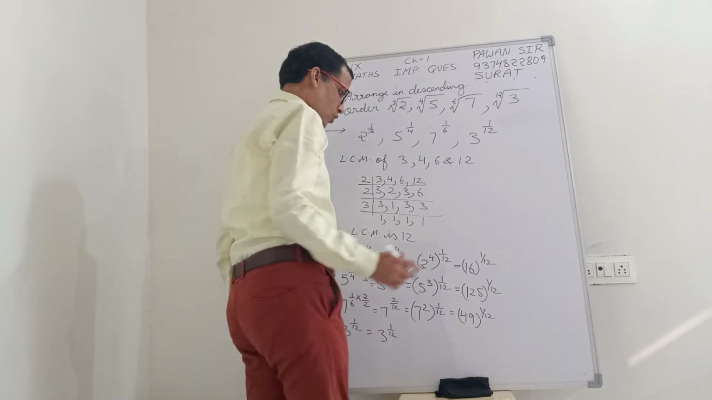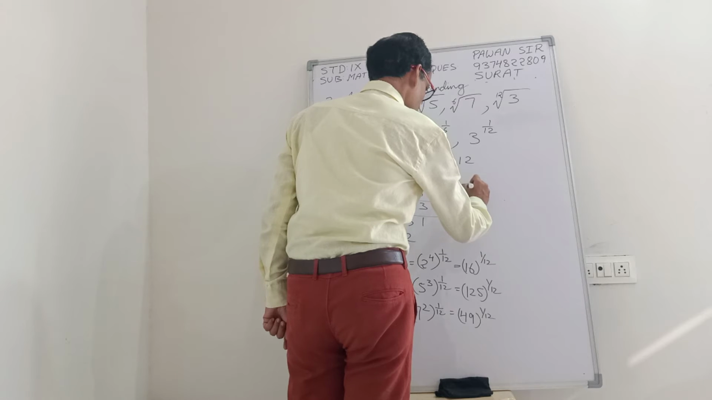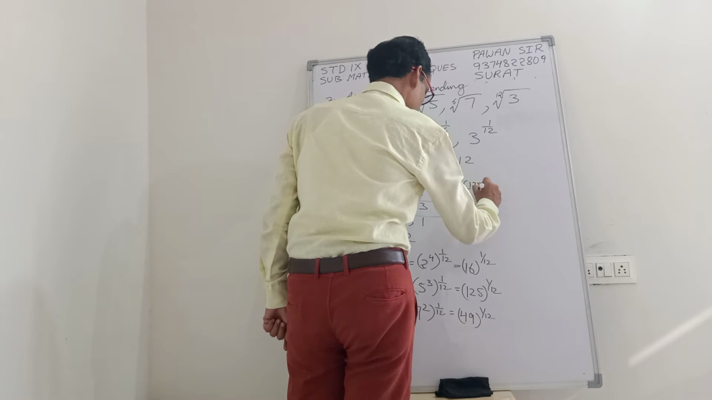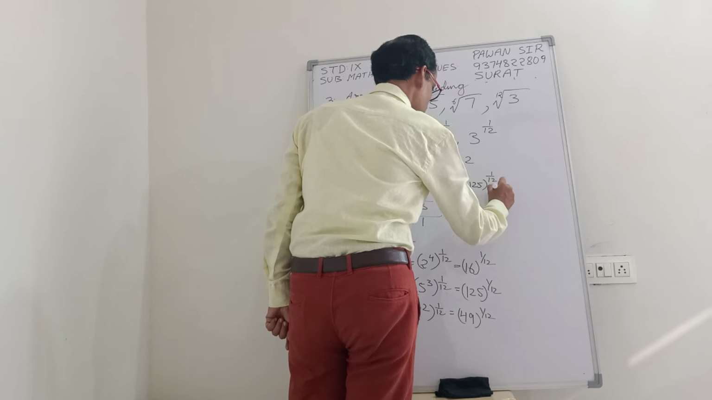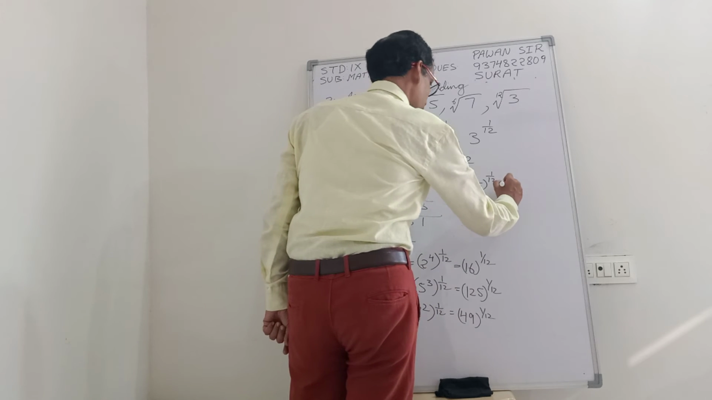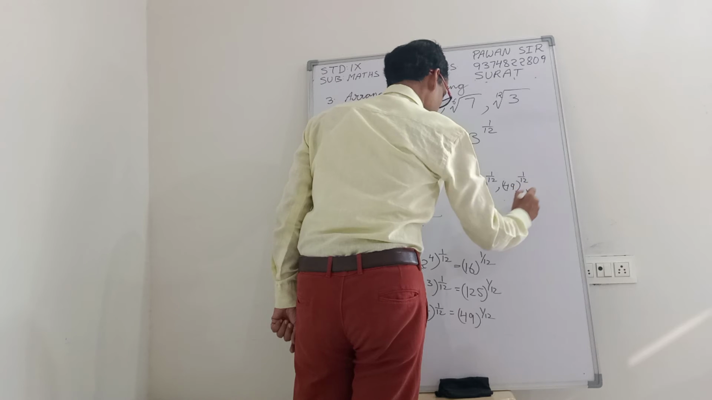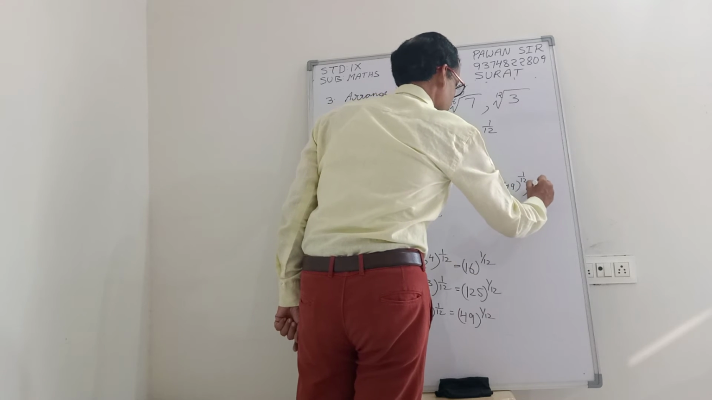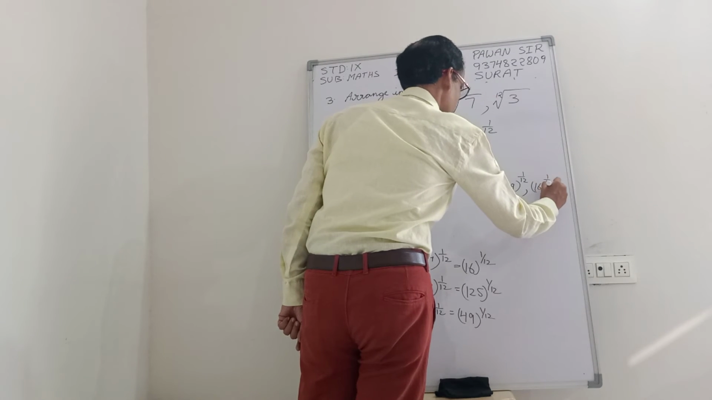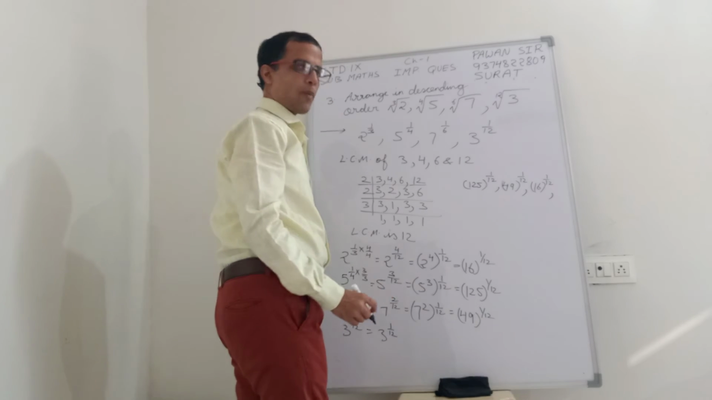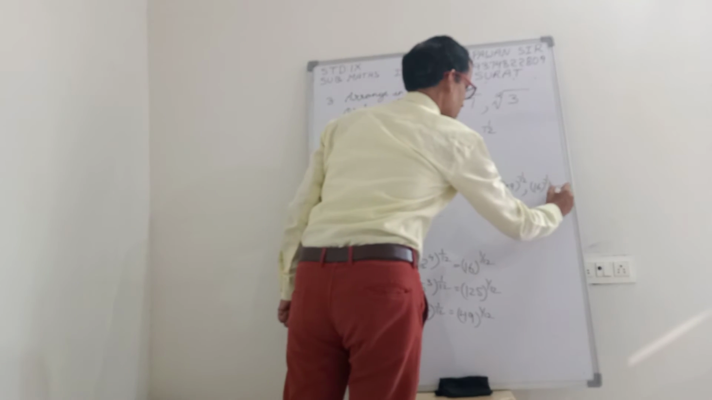So arrange in descending order, what we get? 125 power 1 by 12. After that 49 power 1 by 12. Then 16 power 1 by 12. The last one is 3 power 1 by 12.